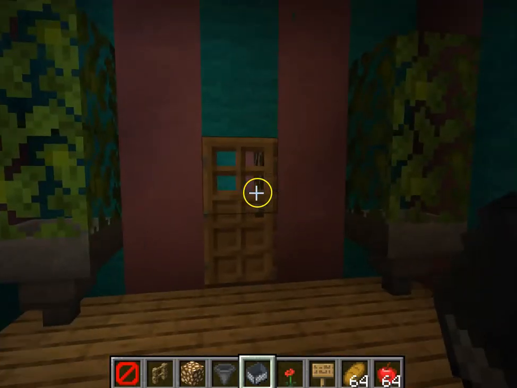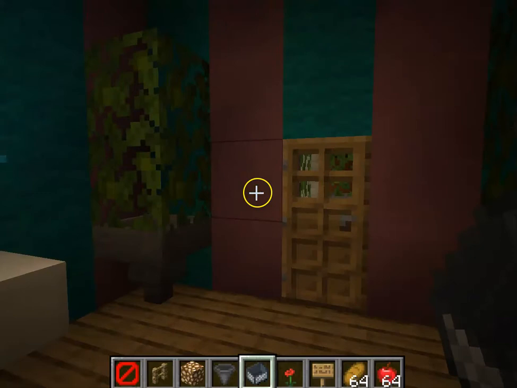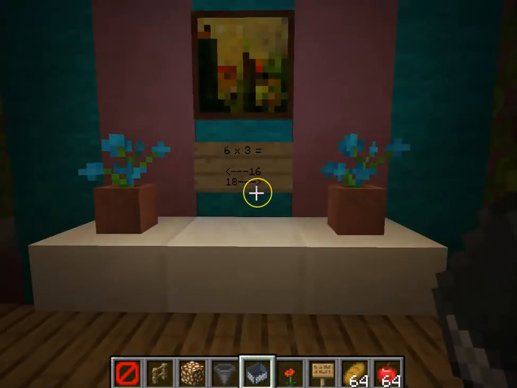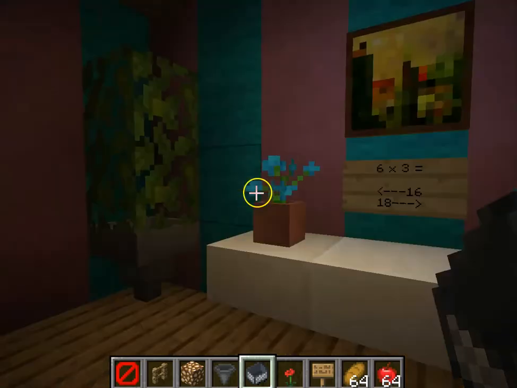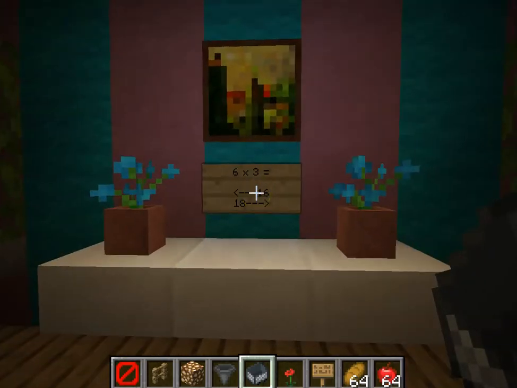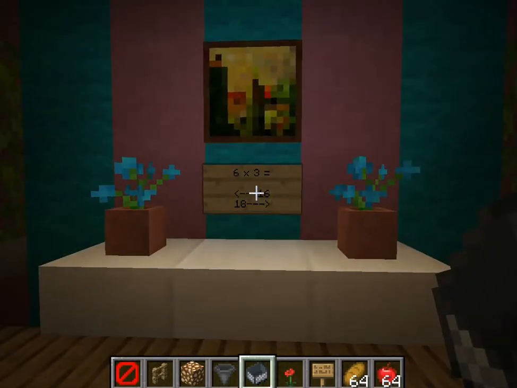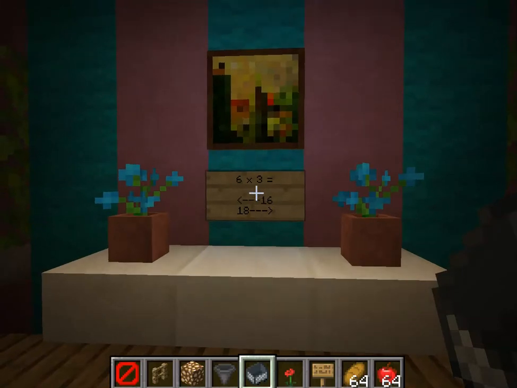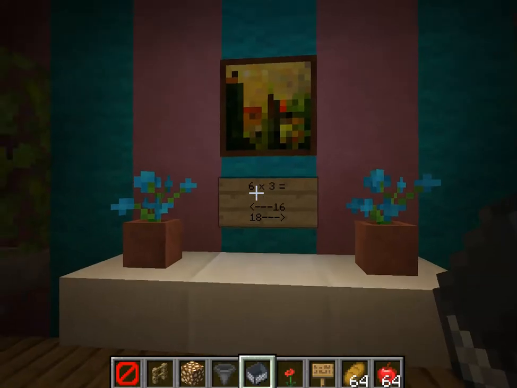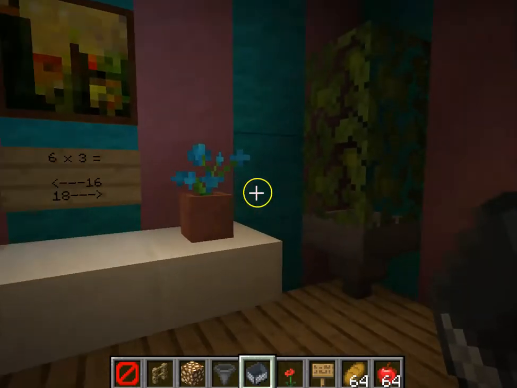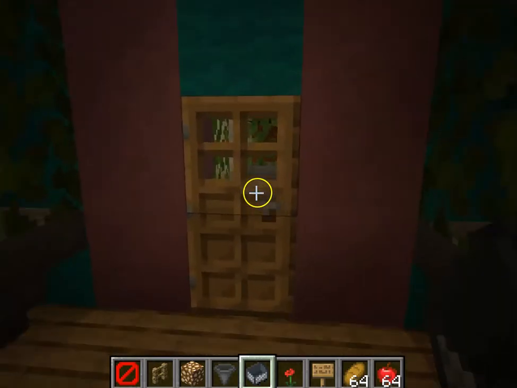Is it 16, or is it 18? 6 times 3 is like saying 6 plus 6 plus 6. Well, we know 6 plus 6 is 12, and we know 12 plus 6 is 18. So it must be this way. Let's go.